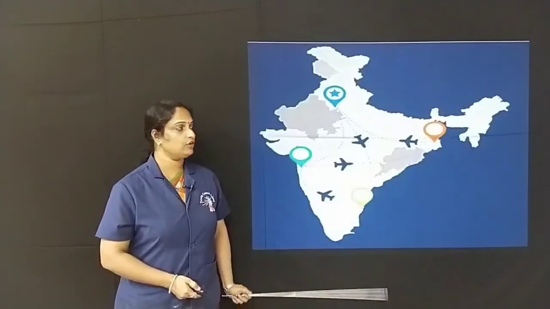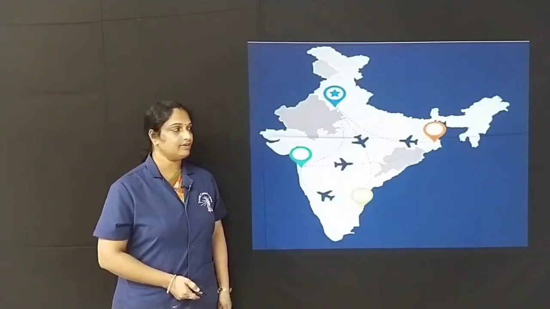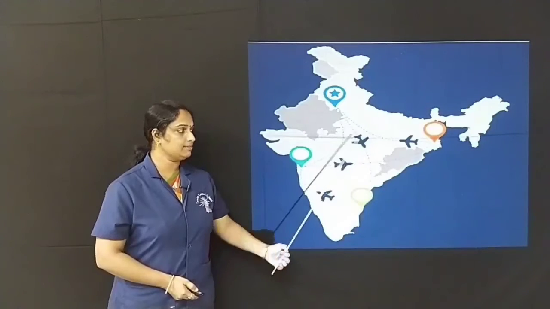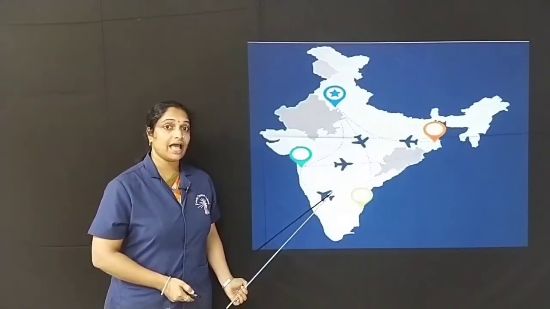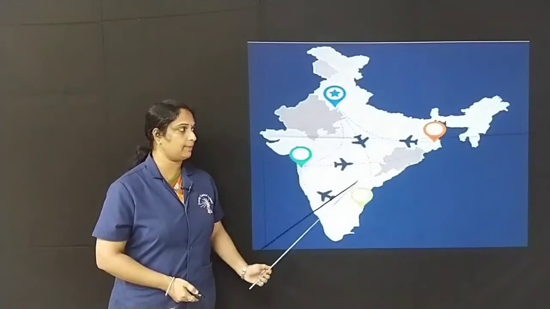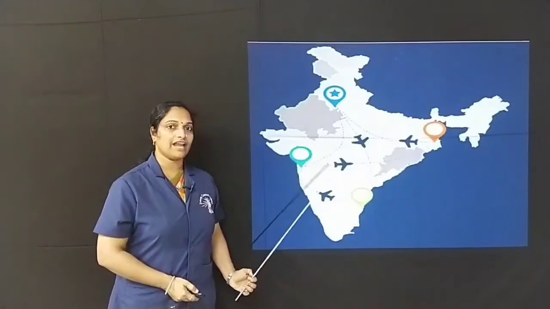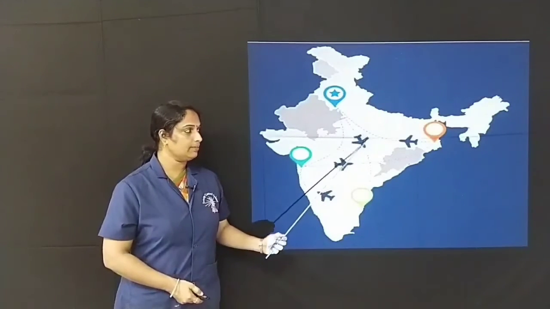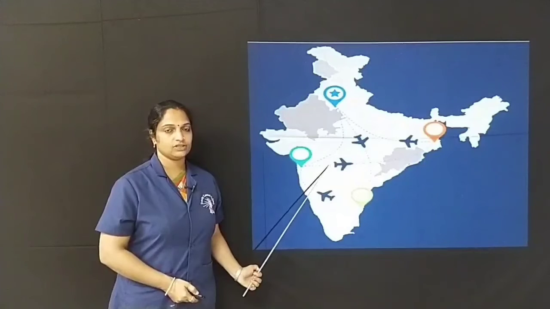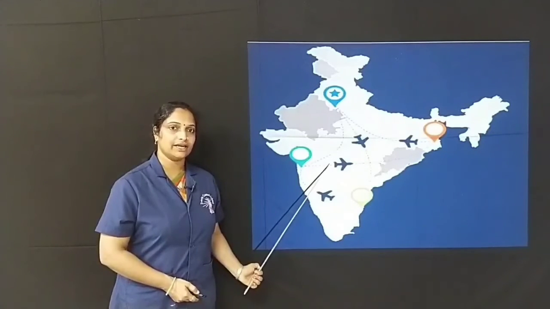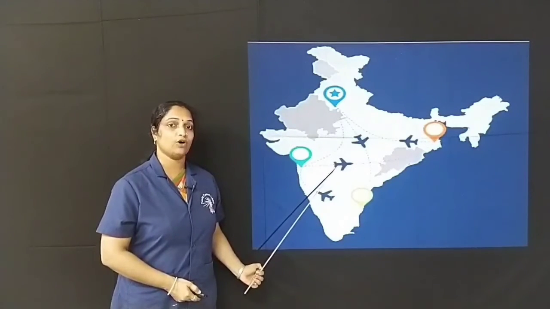So look at this map. Here you can see the symbols given, these symbols represent national airports which are shown in this map. So we can see 1, 2, 3, 4. 4 national airports are given by these symbols. So this is one example to study symbols and signs on a map.